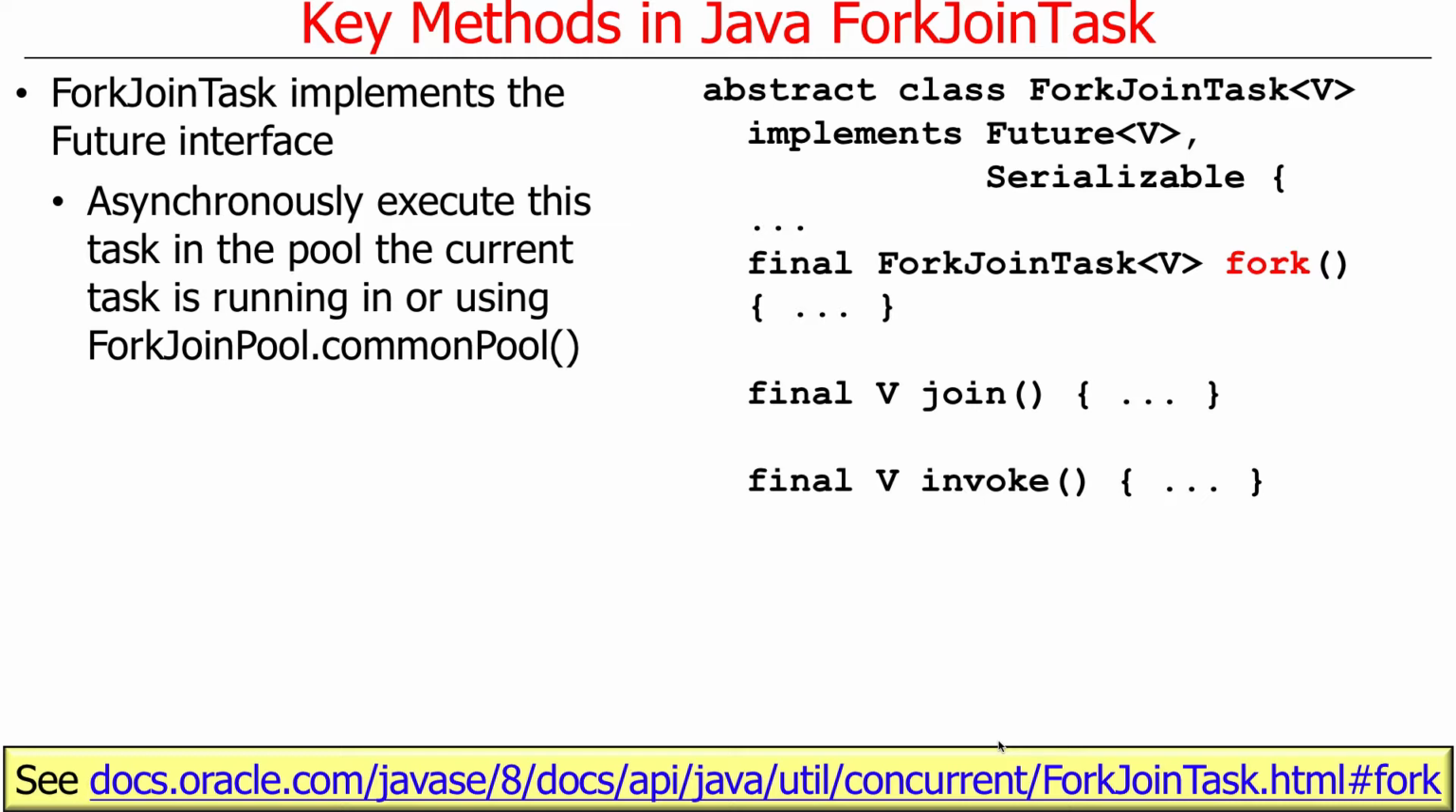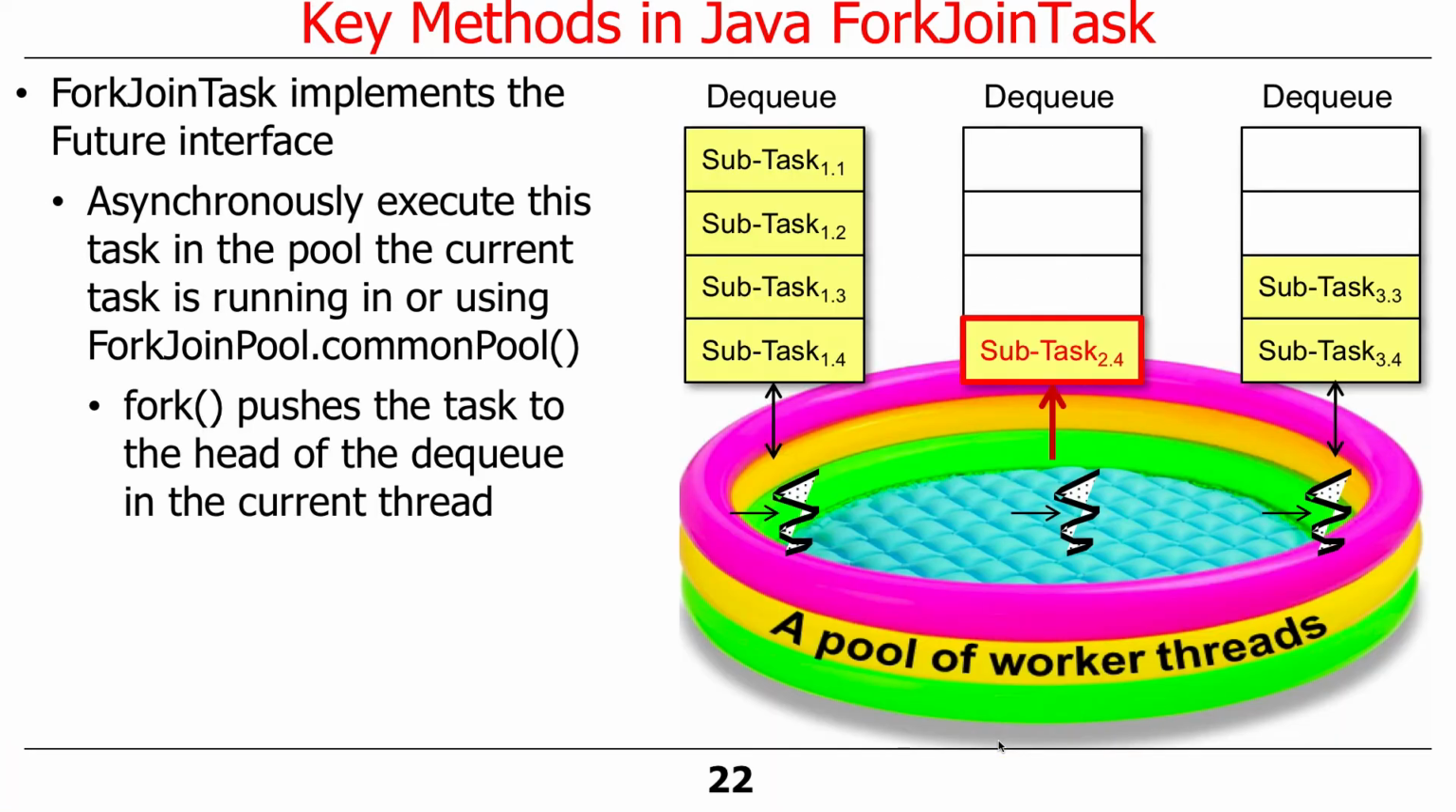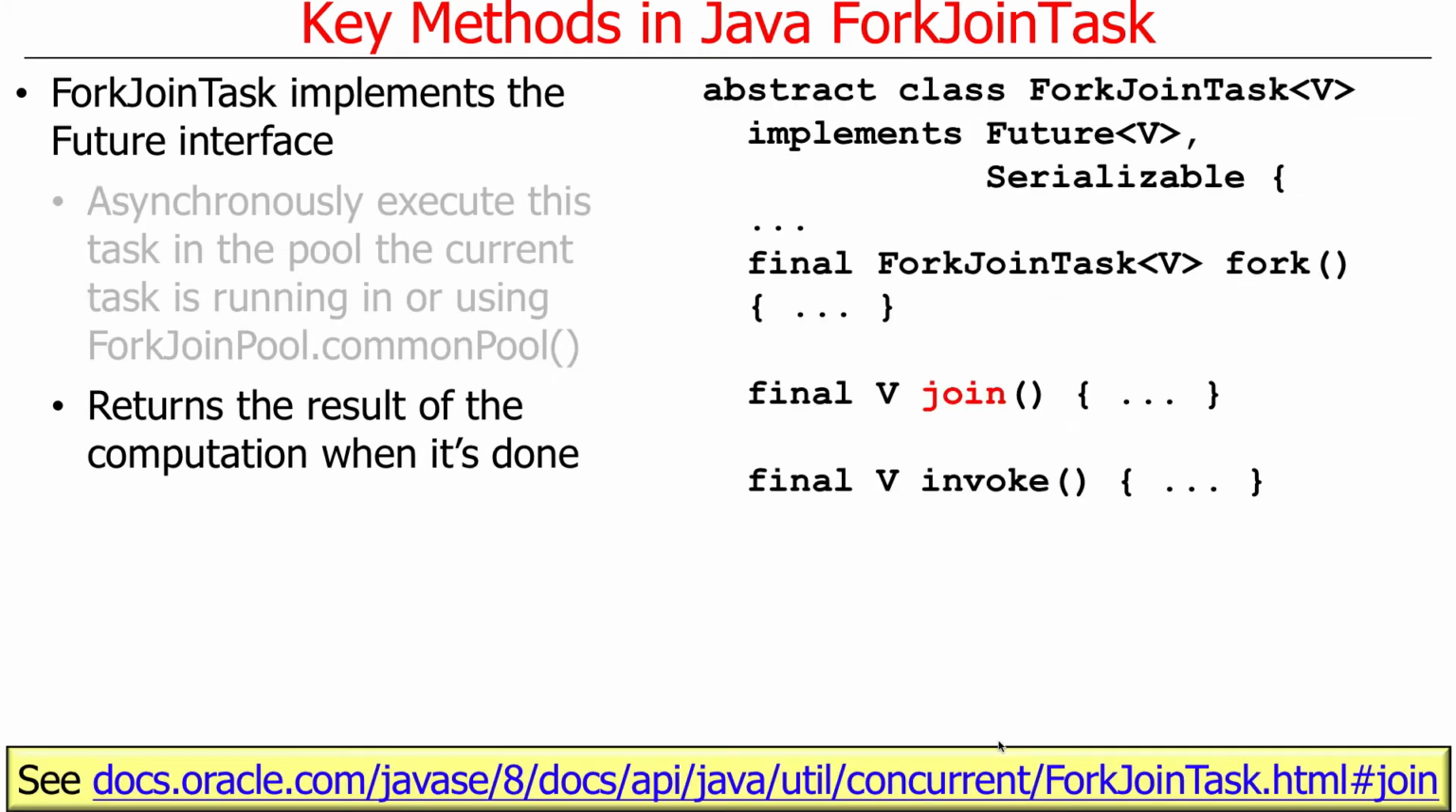And you can see that fork gives you back a ForkJoinTask, which is a future, so you can eventually wait on it. And the way you'll eventually wait on it is by joining. Fork pushes the task to the head of the deque in the current thread. So when you say fork, it pushes it onto the deque. Join will return the result of the computation when it's done.